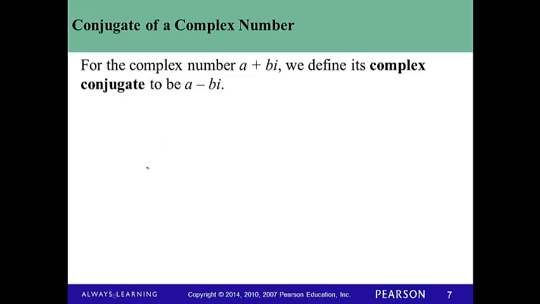For the complex number a plus bi, we defined its conjugate as a minus bi. So all you really do is switch the sign. The conjugate of a plus bi is a minus bi, and the conjugate of a minus bi is just a plus bi. You keep the real and the imaginary parts the same, and you just switch the sign. So if you were subtracting, its conjugate should be adding. If you were adding, then its conjugate should be subtracting.